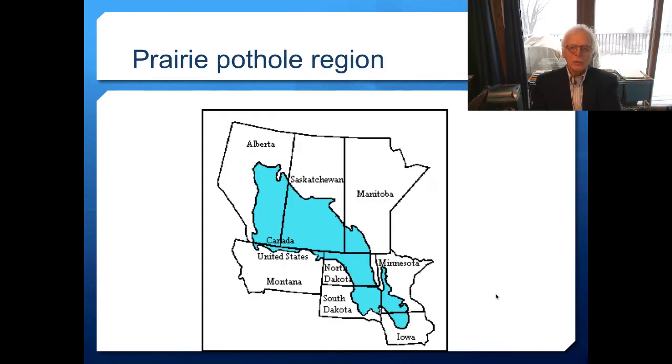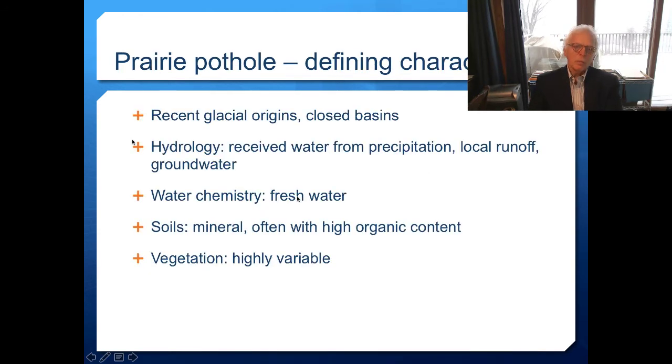The prairie pothole region of North America is distributed from basically central Iowa, following the glaciated region, this sort of edge of the last glaciation. But the prairie pothole region stretches up into Alberta from Iowa, covers a lot of South Dakota and North Dakota, Manitoba, Saskatchewan, and just a little bit of Montana. Very productive. The prairie potholes' defining characteristics are that they're of recent glacial origins.